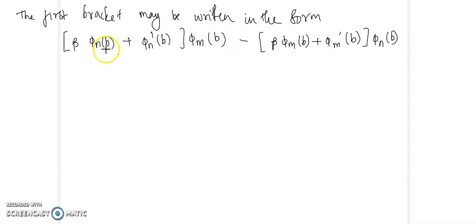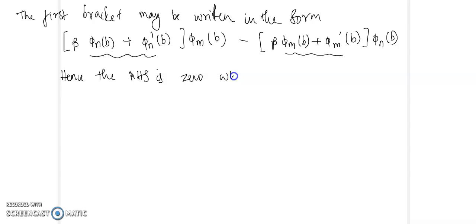Then when I rearrange it, I will get it like this. Now this term will be 0. So we rearranged the first bracket and wrote it like this. Inside it, these two values are 0. So hence the RHS is 0 in this case. So hence the RHS is 0 when the second case was A2 equal to 0 and B2 not equal to 0.